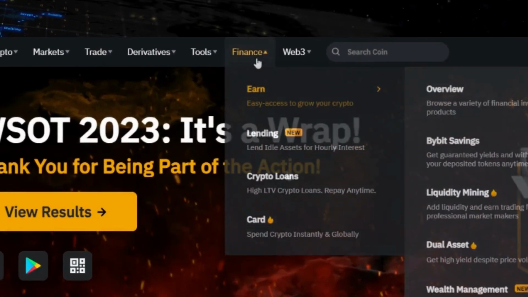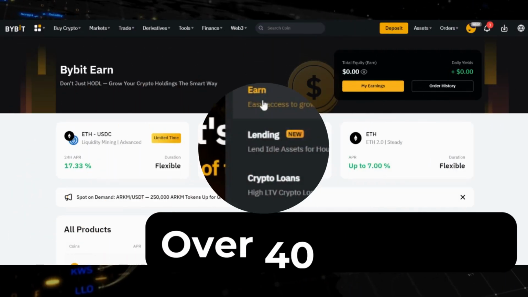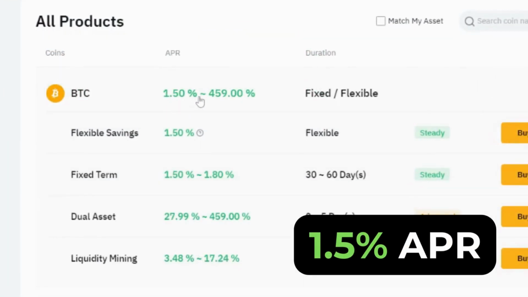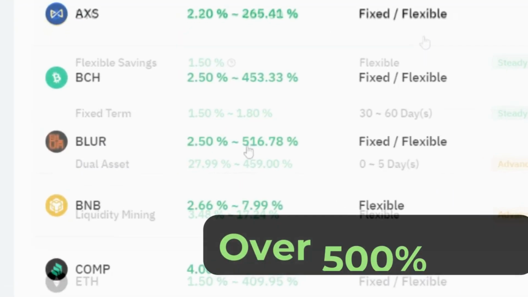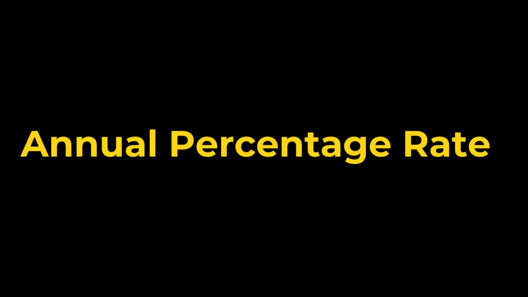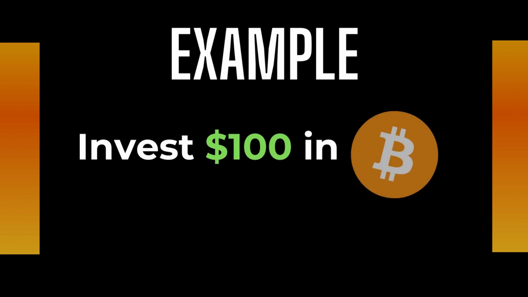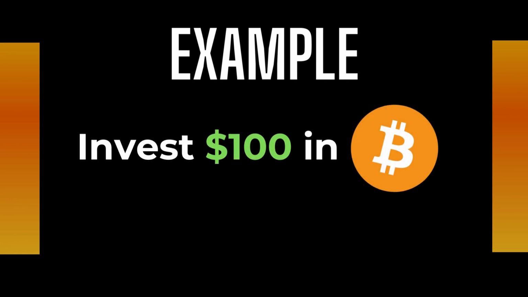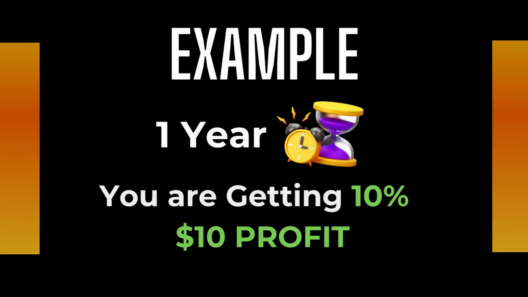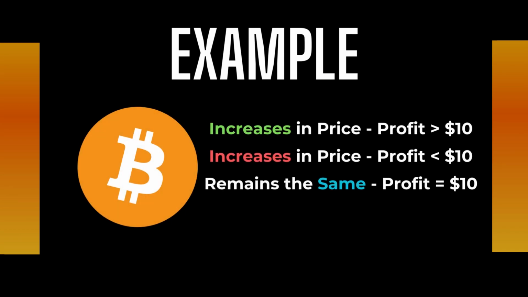Let's get started. From the Bybit main menu, click on the Finance button and after on Earn. There are over 40 products to choose from, with APR ranging from 1.5% to over 500%. APR stands for Annual Percentage Rate. Let's say that you invest $100 into Bitcoin, and it has an APR of 10%. After 1 year, you will be getting $10 worth of Bitcoin, assuming the price did not change.